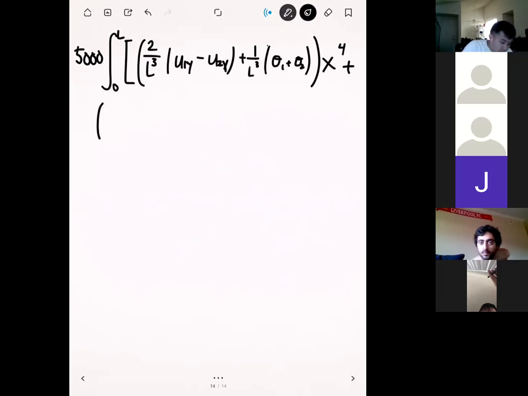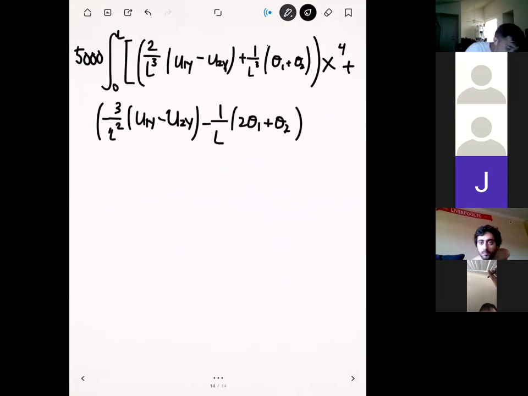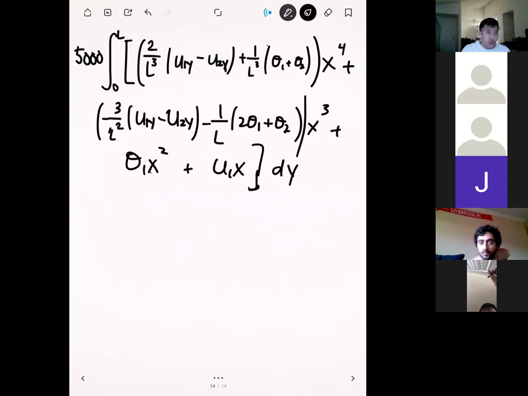Our next term is minus 3 over L squared times u1y minus u2y, minus 1 over L times 2 theta 1 plus theta 2 times x cubed, plus theta 1 x squared plus u1y x dx. So I just took our expression for uy and multiplied 5,000x by everything, but I pulled the 5,000 out in the front.